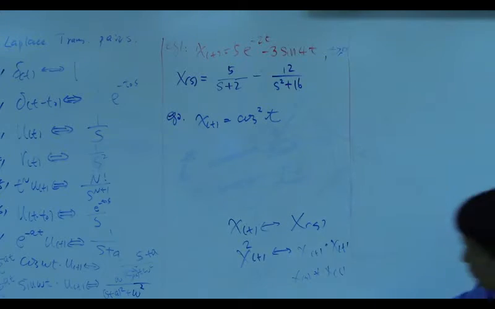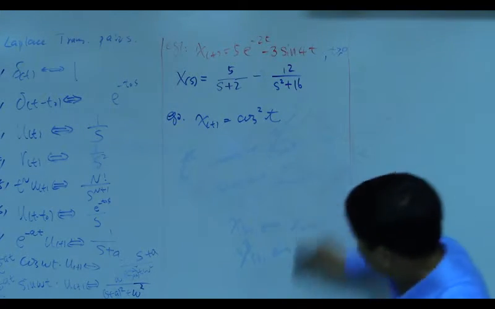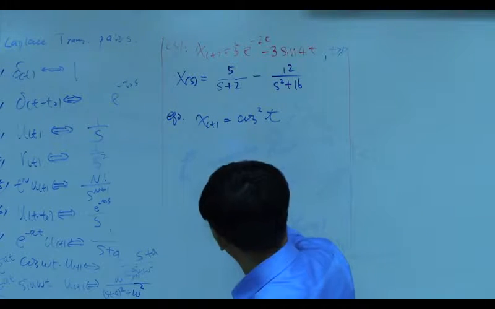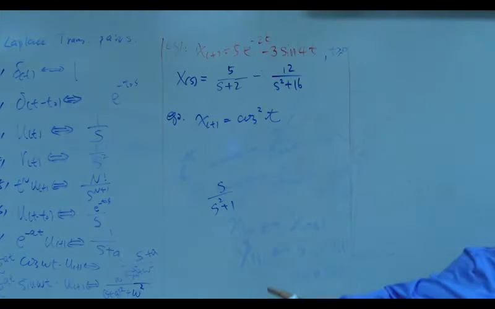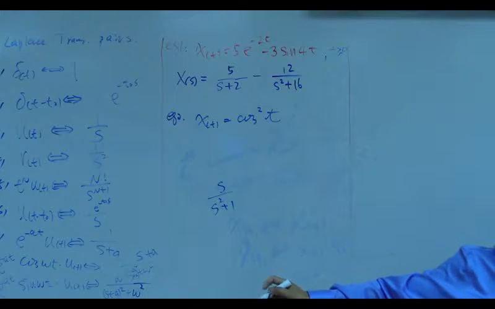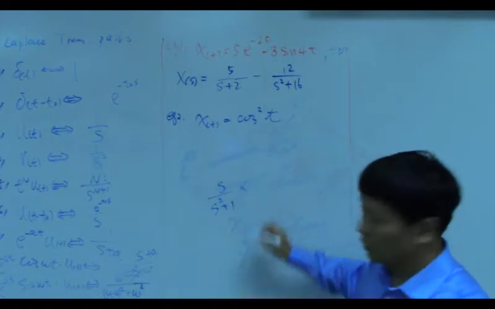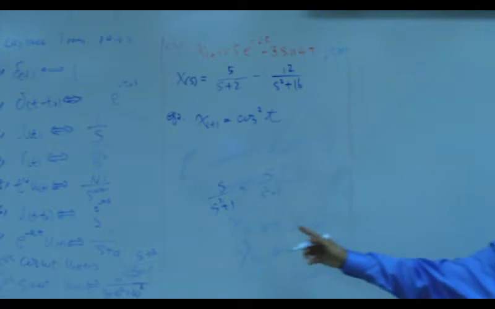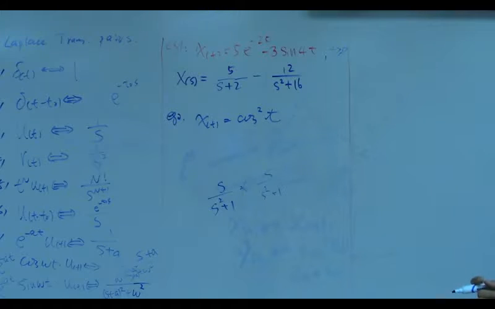So don't use this one because we don't want to try. You can do this, right? Cosine t. What is cosine t? Cosine t is s over s squared plus 1, right? Then we said, okay, you use a convolution. I don't know who wants to do this. At least I don't want to do this.